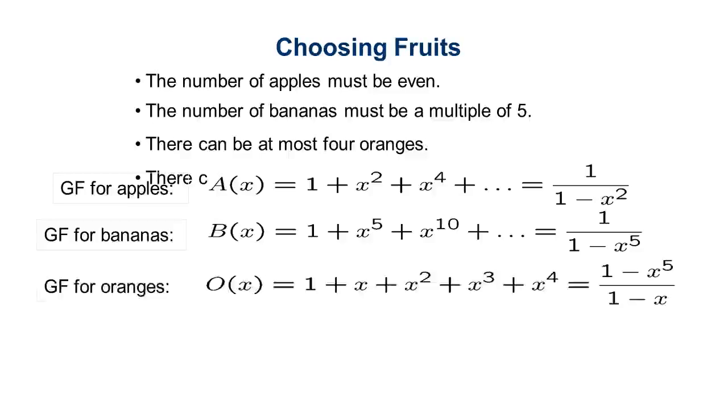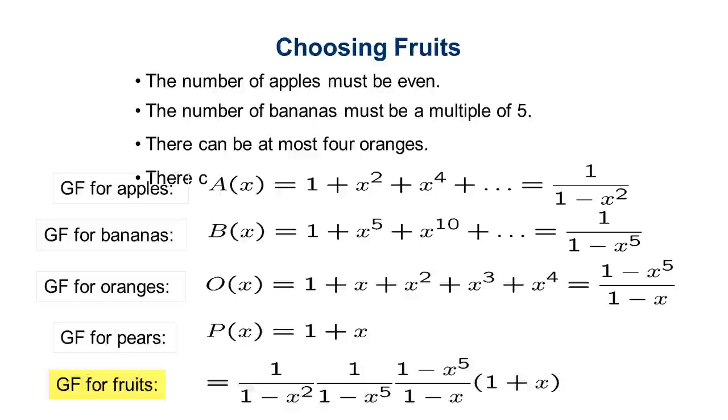The generating function for oranges: it is 1 plus x plus x square. So at most it has 4 oranges, so the expression is 1 plus x plus x square plus x cube plus x to the power 4. This becomes (1 minus x to the power 5) divided by (1 minus x). The generating function for pears, at most 1, is 1 plus x.